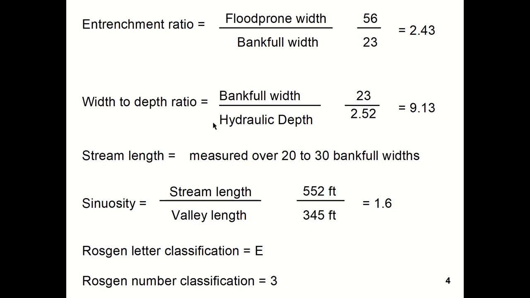Now, taking the width to depth ratio, the entrenchment ratio, and the sinuosity, you could then go to the Rosgen classification chart and see this is a letter E channel. The number comes from the fact that the D50 is a cobble. The largest size gravel is 64 millimeters. So in this case, according to Rosgen, this would be an E3 channel.